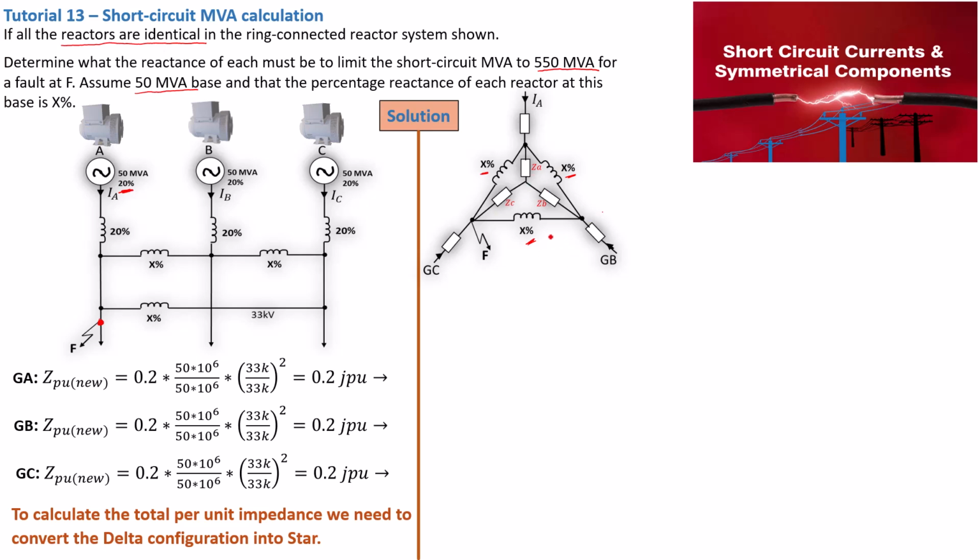That means it's a balanced system. So the conversion becomes very simple.